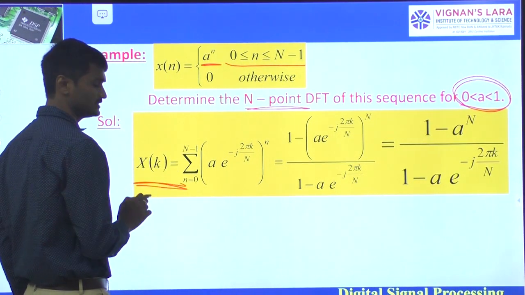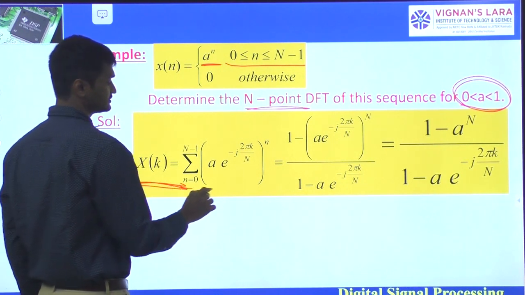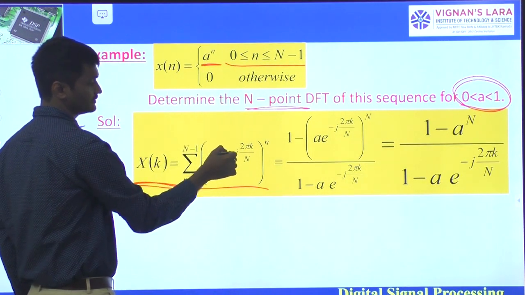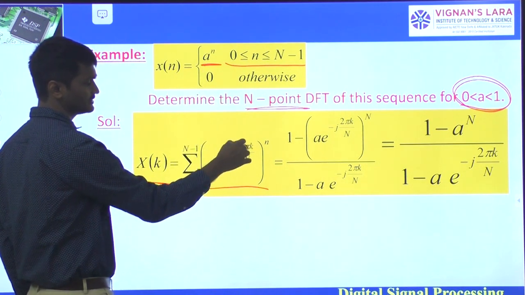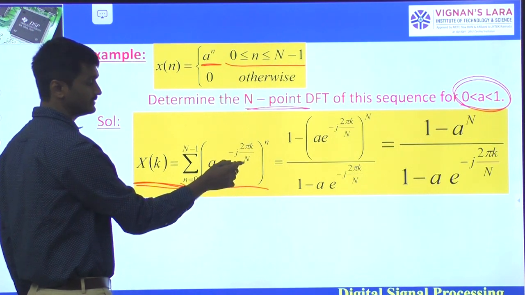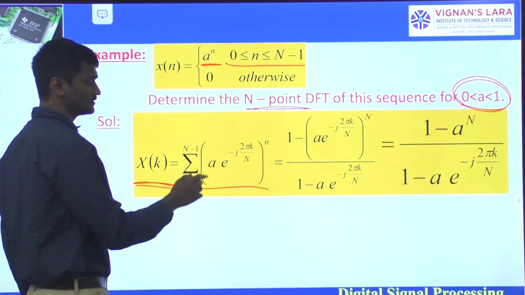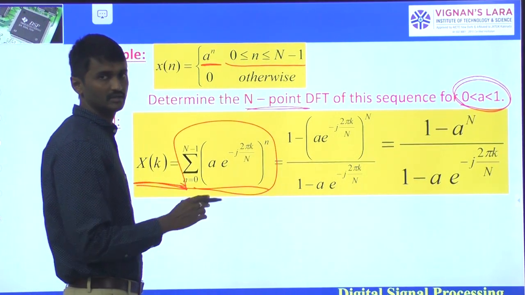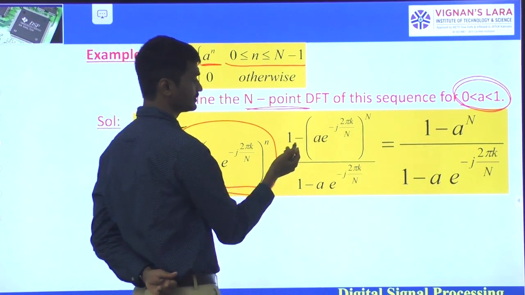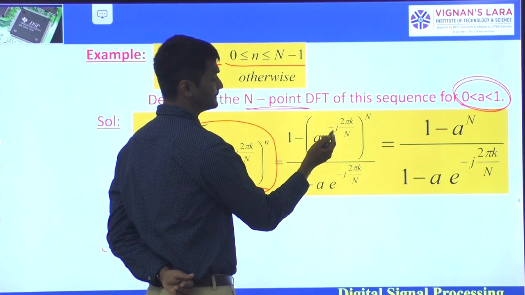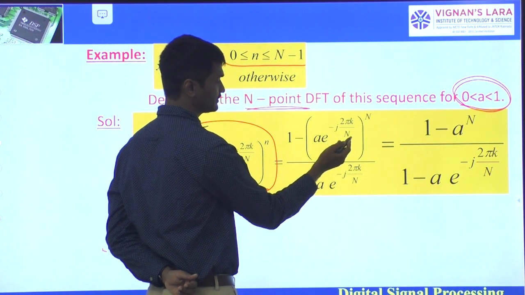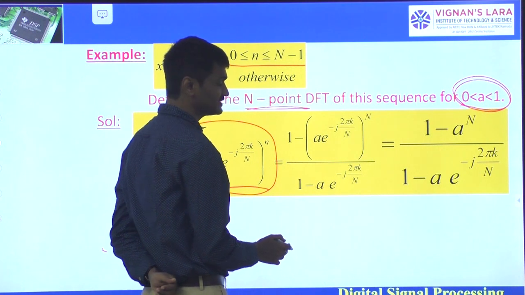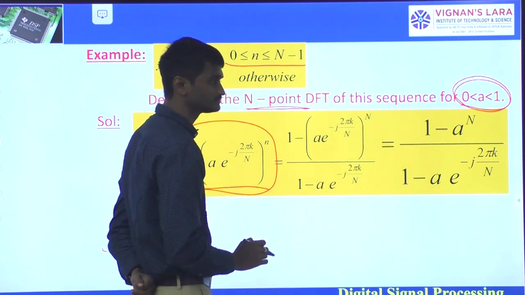Now the DFT is X of k, the summation of n equals 0 to N minus 1 of a power n e power minus j 2 pi by N into kn. So here it is a into e power minus j 2 pi by N into k, whole power n. So for this the GP will be in the form of 1 minus a power N by 1 minus a. So here, with a being this one, it is 1 minus a e power minus j 2 pi k by N whole power N, by 1 minus a into e power minus j 2 pi k by N.